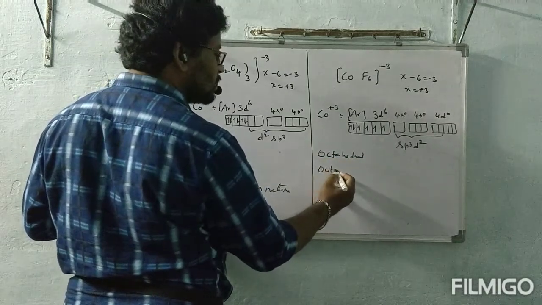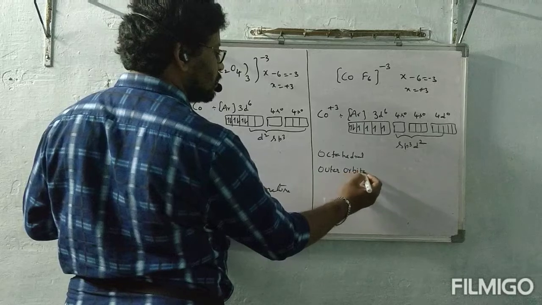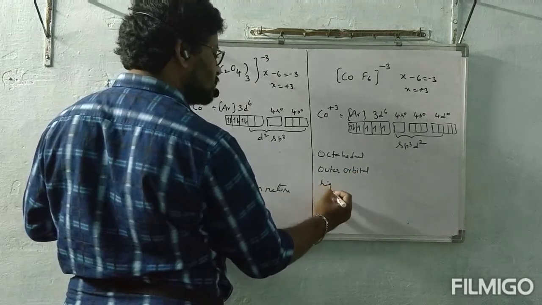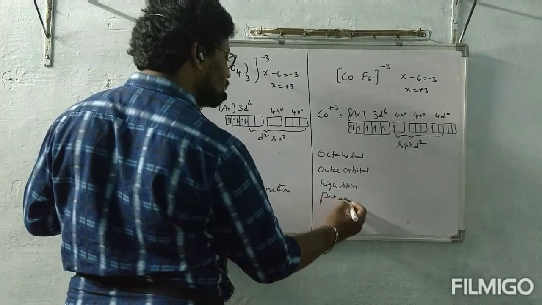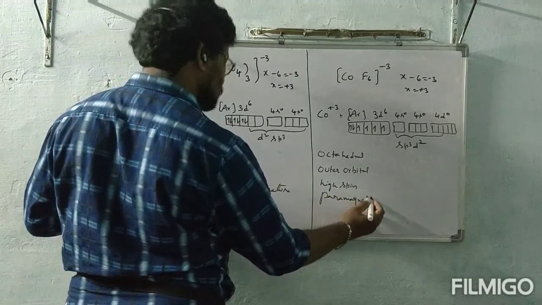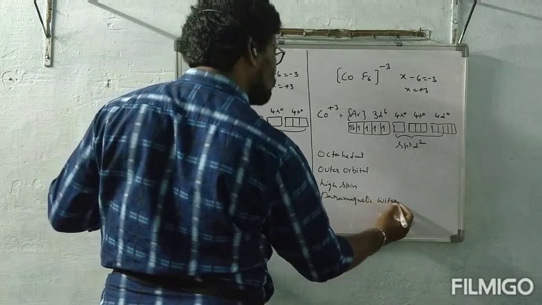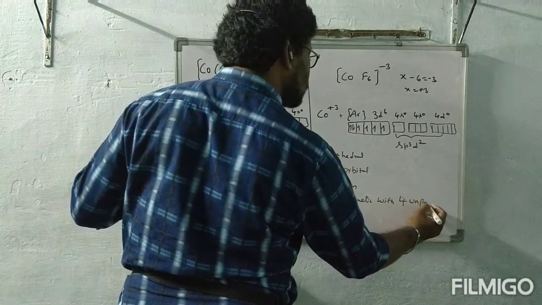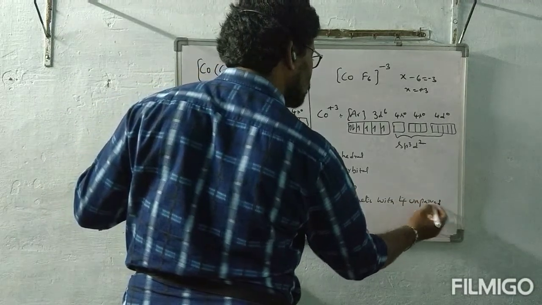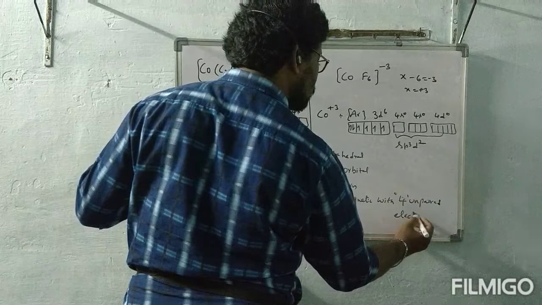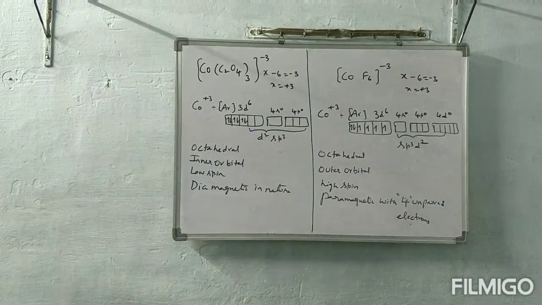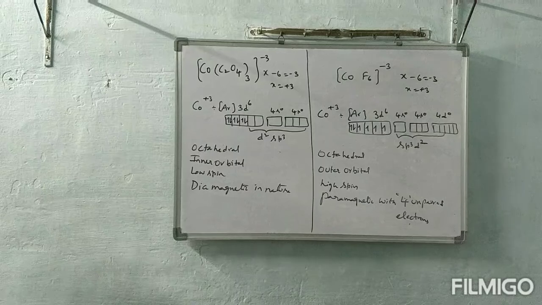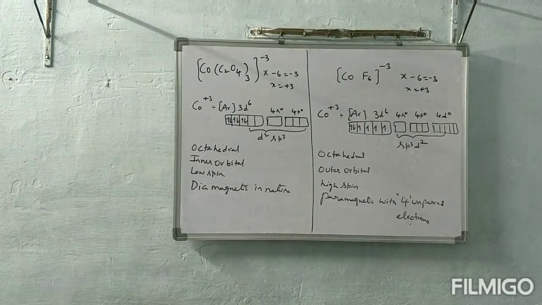but this is an outer orbital complex, high spin, paramagnetic with 4 unpaired electrons. Paramagnetic with 4 unpaired electrons. Okay, this exactly coincides with magnetic susceptibility values. This is about cobalt complexes, no?